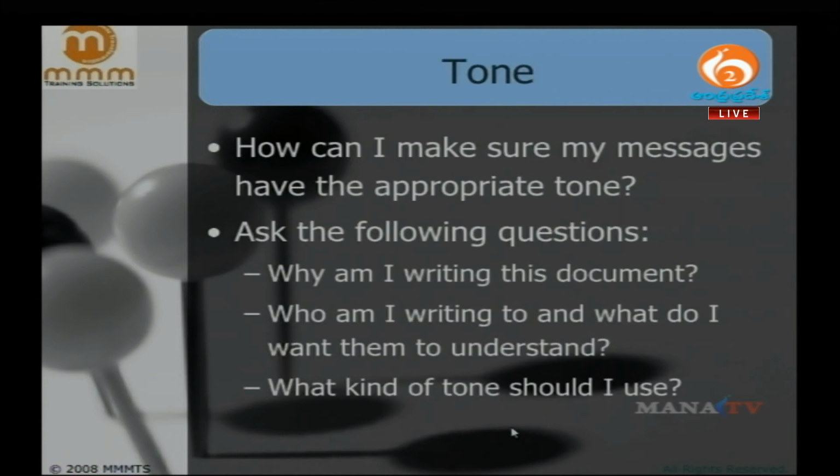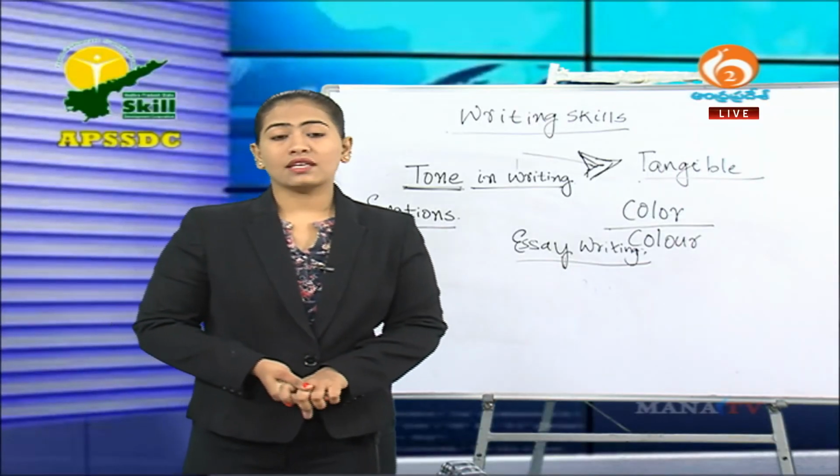Moving further, tone. How can I make sure my messages have the appropriate tone? Ask the following questions to make it sound good. I want you guys to look at me for the explanation right now. How do we go about understanding? Well, we already agreed that tone is the expression, the emotion that you give out through either written communication or through speaking. It is important that you are expressive while you give out the information to make your communication accepted, to make communication more personalized with a little human touch that you can give through tone.